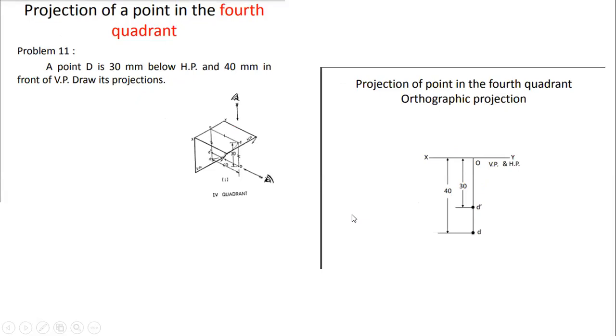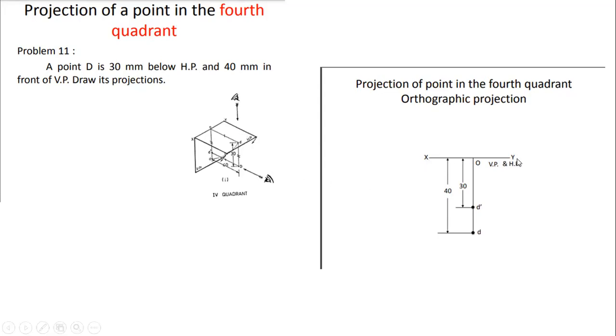The last one is the fourth quadrant. Consider a point D which is situated 30 mm below the horizontal plane and 40 mm in front of the vertical plane. Draw the projections. Like the second quadrant, you have to follow the same thing for the fourth quadrant. But what is the change in the conditions mentioned in the question? Instead of behind, it is 40 mm in front of the vertical plane.